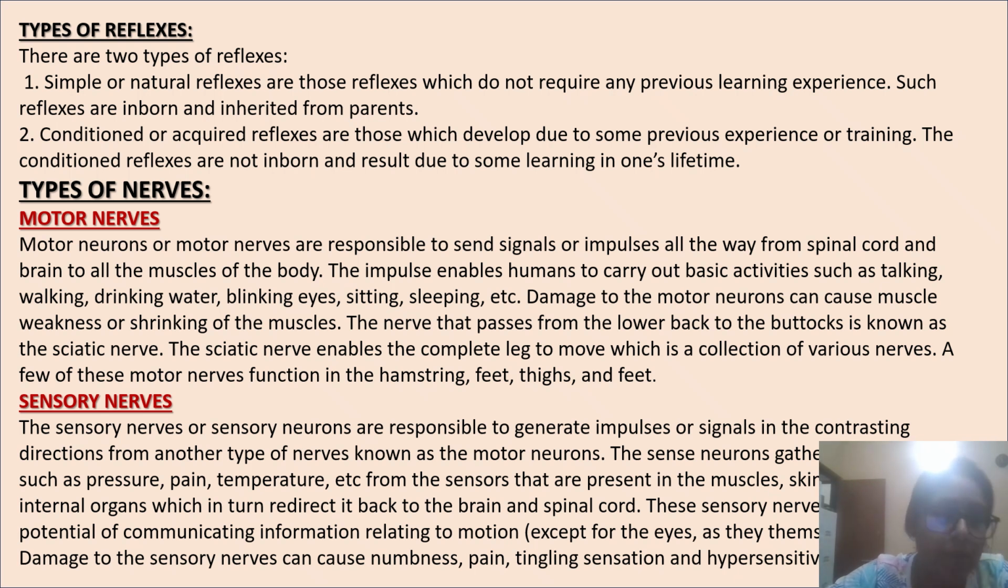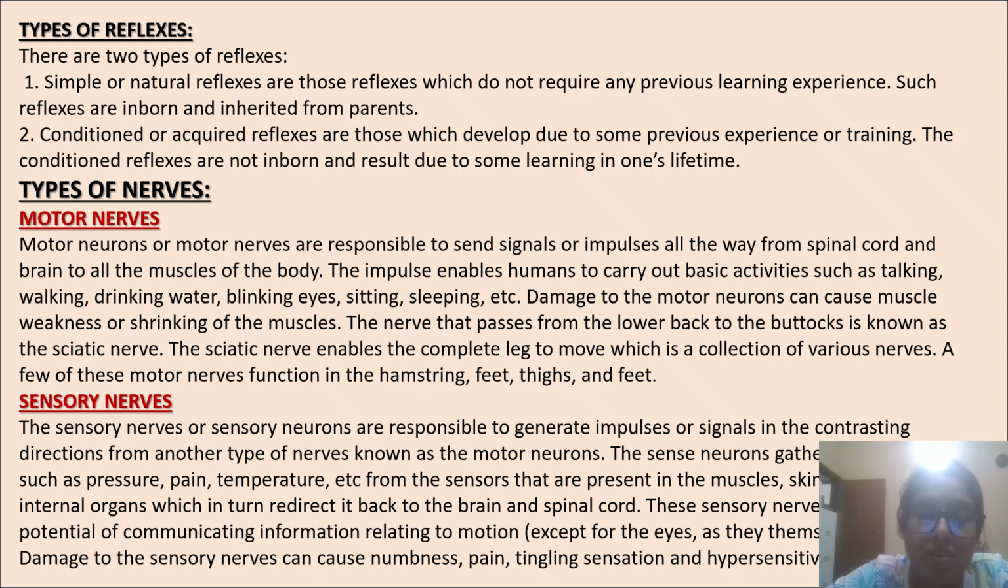Next, types of the nerves. Motor nerves. Motor neurons or motor nerves are responsible for sending signals or impulses all the way from the spinal cord and brain to all muscles of the body. The impulses enable humans to carry out basic activities such as talking, walking, drinking water, blinking eyes, sitting, sleeping, etc. Damage to the motor neuron can cause muscle weakness or shrinking of the muscle.